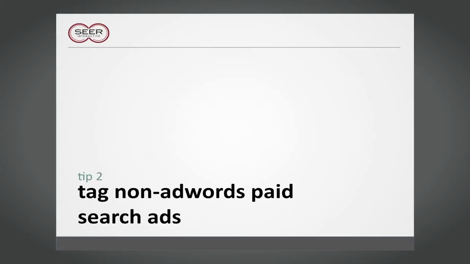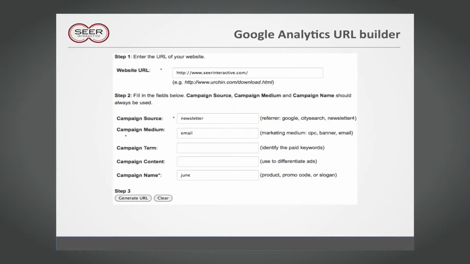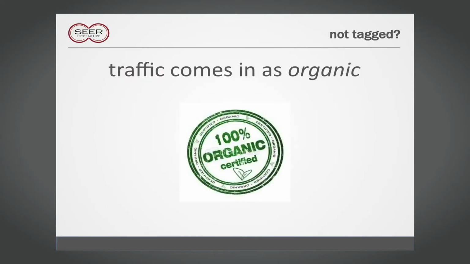Tip 2 is you want to make sure that for all of your paid search ads that are not through AdWords, that you're tagging them properly. If we don't tag our ads, they're going to come into GA the wrong way. So luckily, Google Analytics gives us the URL builder that we drop in all of the information we want for our source, for our medium, all of this stuff, and we can use that to tag our URLs. If you don't tag your paid search properly, it's going to come in as organic.